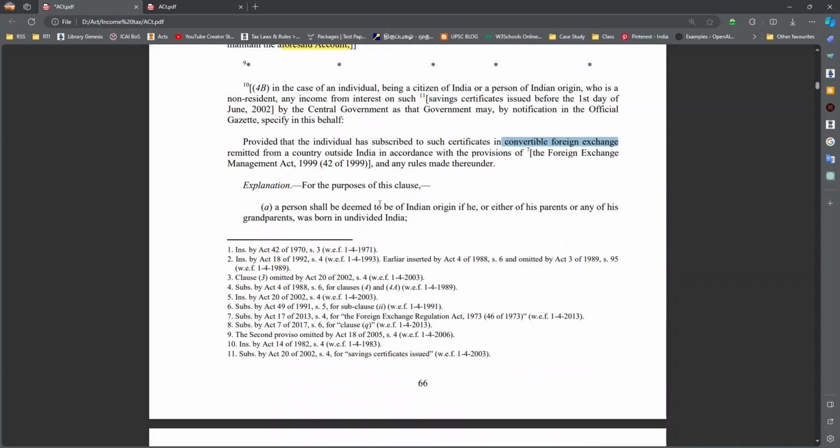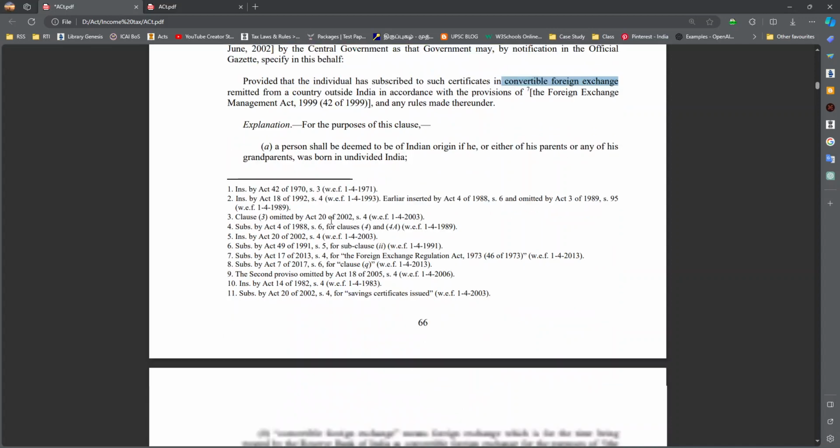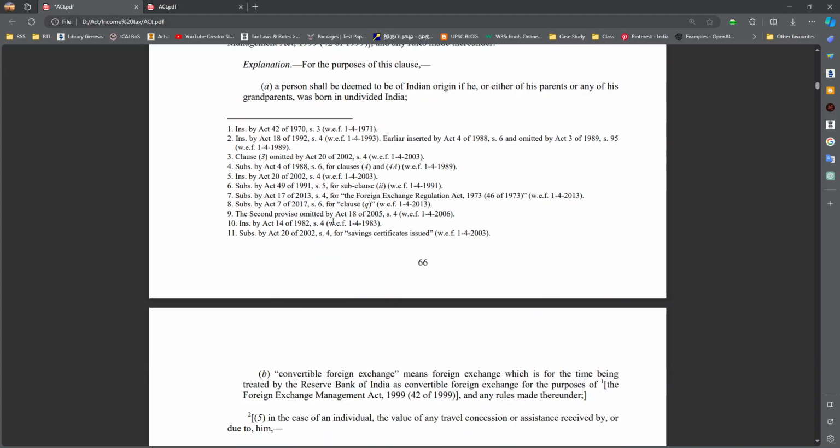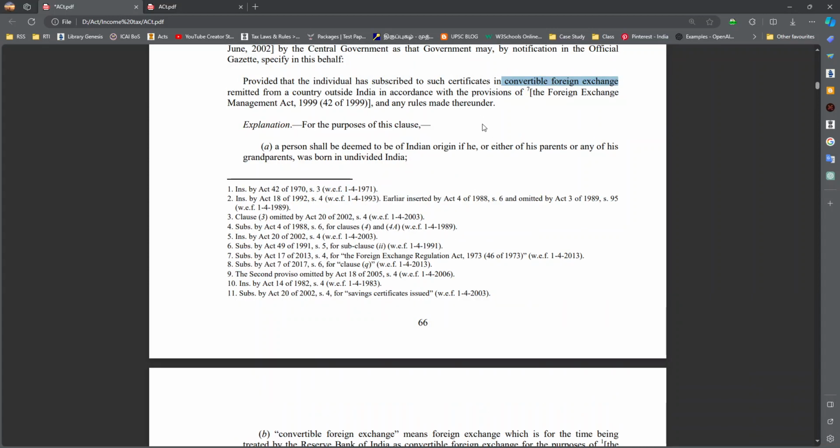Any person shall be deemed to be of Indian origin if he or either of his parents or any of his grandparents were born in undivided India. For the purpose of the clause, the person shall be deemed to be of Indian origin. So the person can be deemed Indian if he, or either of his parents, father or mother, or any of his grandparents, father's father, mother, mother's father, mother, were born in undivided India. So even for the purpose of the clause to consider this income not taxable, it goes to pre-independence also.